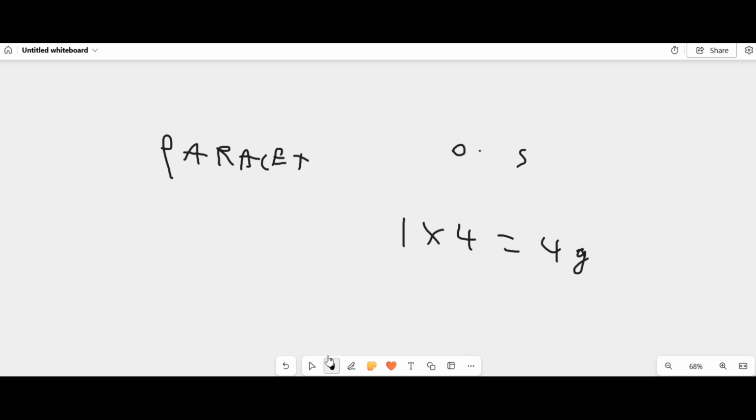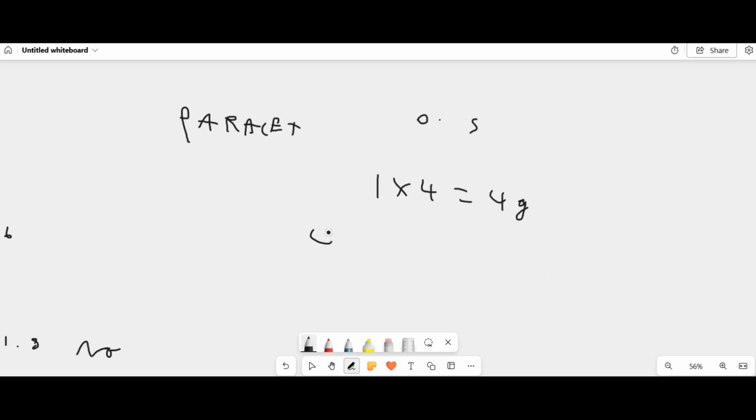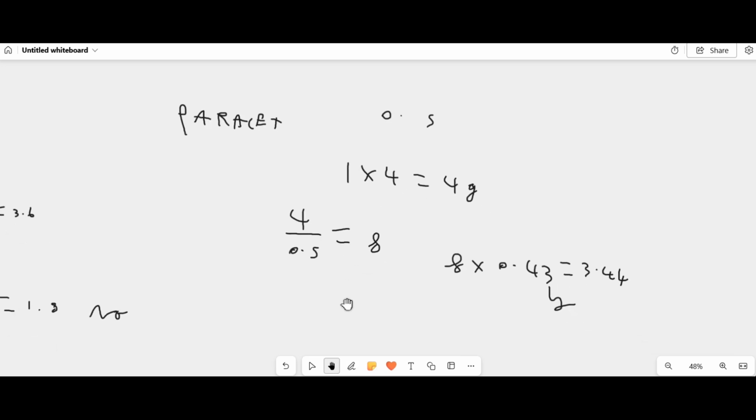So it's 4 grams here, and in one tablet there's 0.5. So you need to do 4 grams divided by 0.5 to find out how many tablets he took here. He's going to take 8 tablets. Now just times 8 by the sodium in one tablet: 8 times 0.43 from the table. That's going to be 3.44. So therefore, yes, it is above the daily recommended value for paracetamol.